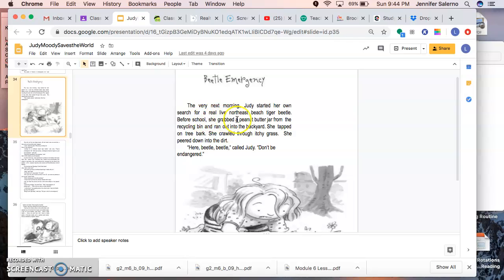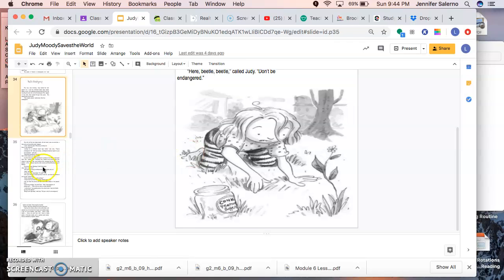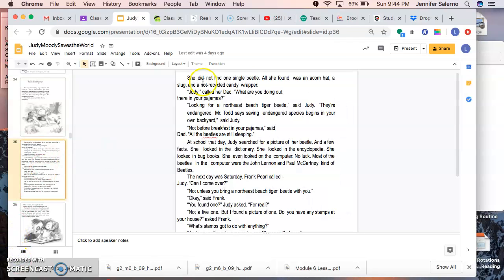Before school, she grabbed a peanut butter jar from the recycling bin and ran out into the backyard. She tapped on tree bark. She crawled through itchy grass. She peered, which means looked, down into the dirt. "Here, beetle, beetle," called Judy. "Don't be endangered." She did not find one single beetle. All she found was an acorn hat, a slug, and a not recycled candy wrapper.